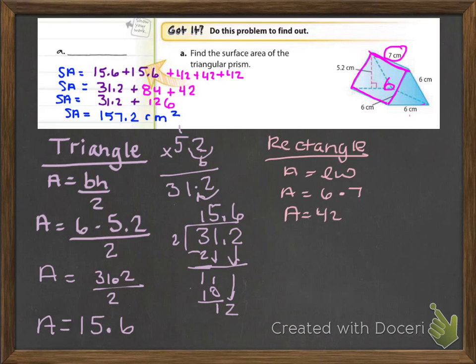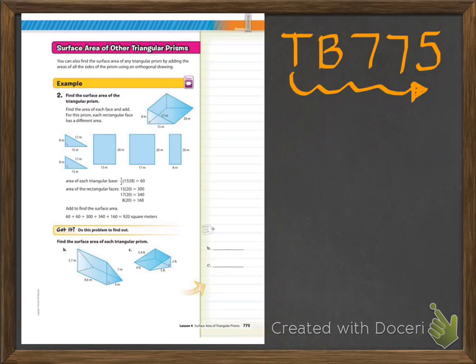Okay, so once you've done all the addition, you can see that the surface area is equal to 157.2 centimeters squared. So you want to make sure that that's what you got and that your work also looks like the work that you see on my paper here. If it doesn't, now is the time for you to fix that. Now you should be looking at textbook page 775.